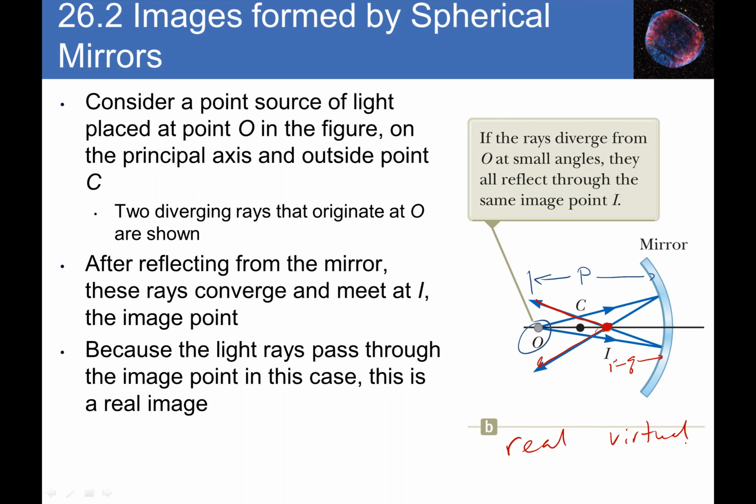Well, remember, the real one is when actual rays go through that. So real means that real rays go through that. Virtual means that you extend them back, those are the ones going through, then you get virtual. But here, those are actual rays that go through that point. That means this is a real image. So you can see a mirror can give you a real image. That means here a concave mirror can give you a real image.